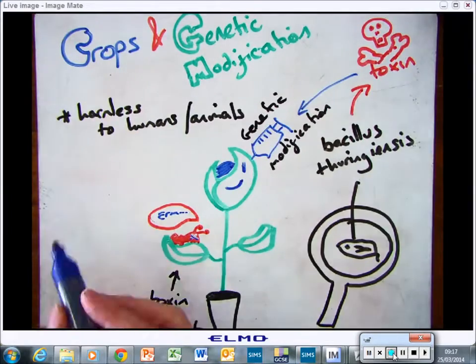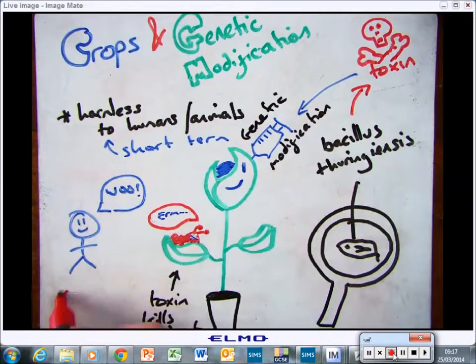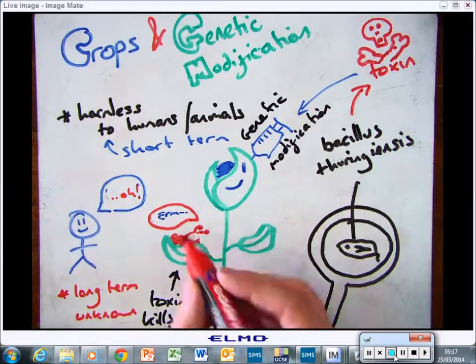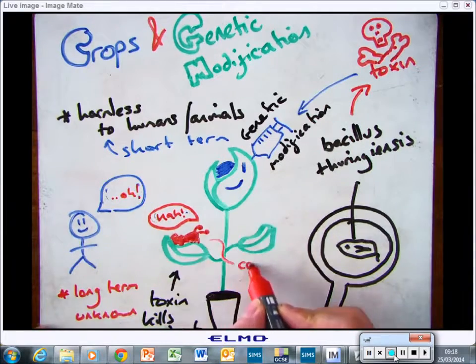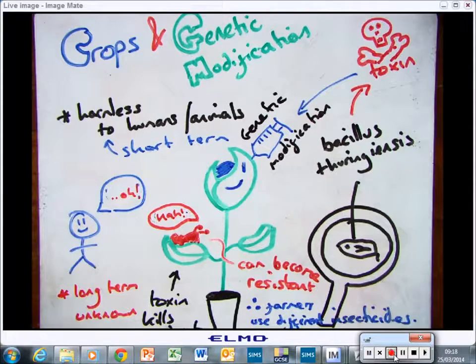But because we've only seen the short-term effects of this, we're not 100% certain of the long-term effects of this exposure to these crops. And likewise, because the insects are constantly exposed to this toxin, we don't know how quickly they'll build up a resistance and not be killed by it, so we try to avoid this by using other insecticides as well.